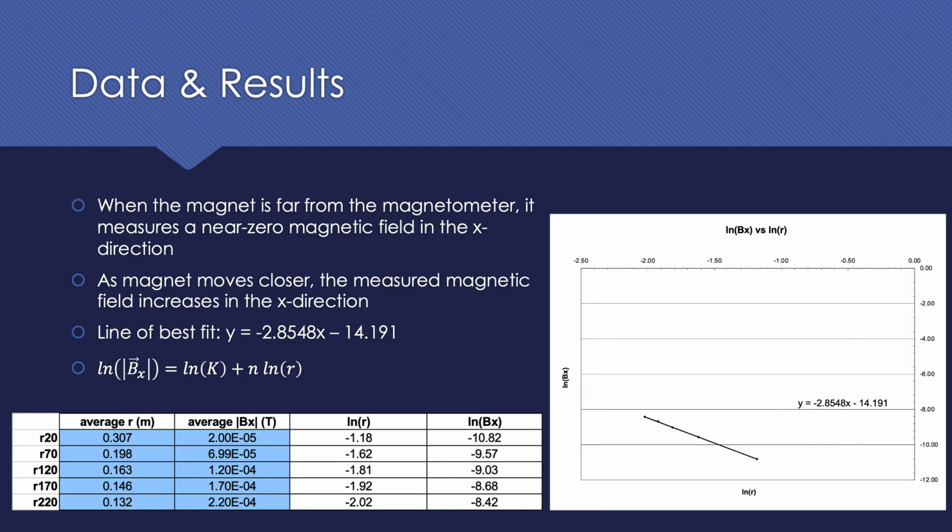Here are the data and results from the first part of the experiment. We observed that when a magnet is far away from the magnetometer, it measures a near zero magnetic field in the x direction. As the magnet moves closer, the measured magnetic field increases in the x direction. The table shows average distances between the magnet and the magnetometer to yield various x components of the magnetic field. The natural log of this data is plotted on the graph with the line of best fit.